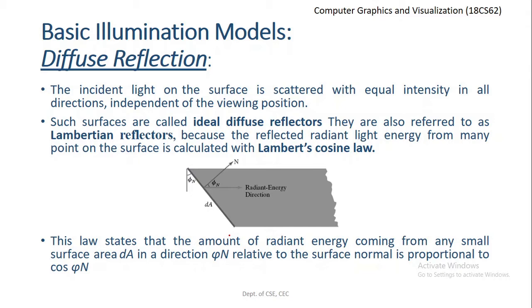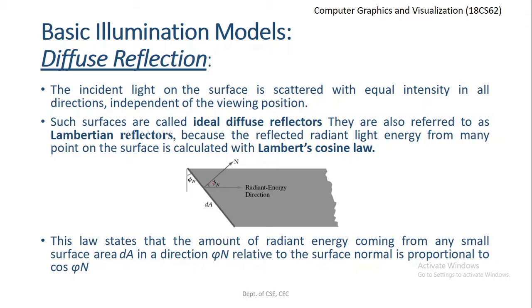Such surfaces are called ideal diffuse reflectors because they follow something called Lambert's cosine law. These ideal diffuse reflectors are also called Lambertian reflectors because the reflected radiant light energy from many points on the surface is calculated using Lambert's cosine law. This law states that the amount of radiant energy coming from a small surface area dA in a direction φn relative to the surface normal is proportional to the cos of φn.